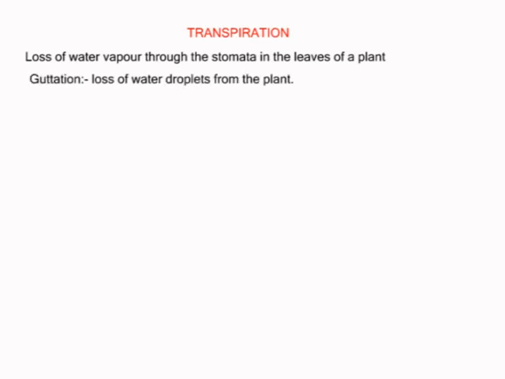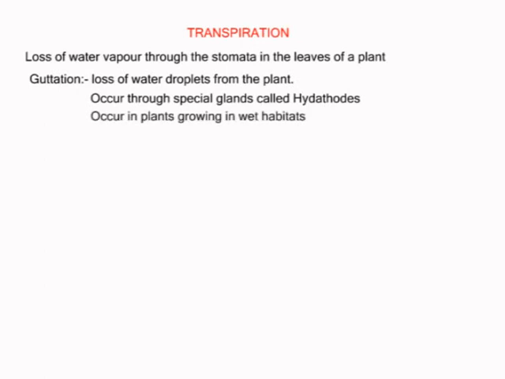Transpiration. Transpiration is the loss of water vapor mainly through the stomata in the leaves of the plant, but loss of water can also occur in liquid form. Loss of droplets of water from the plant is called guttation. Guttation occurs through special glands found mostly at the points where the vein is in contact with the edge of the leaf. The glands are called hydathodes. They are located on the leaf margin or apex. Guttation usually occurs in plants that grow in wet habitats.